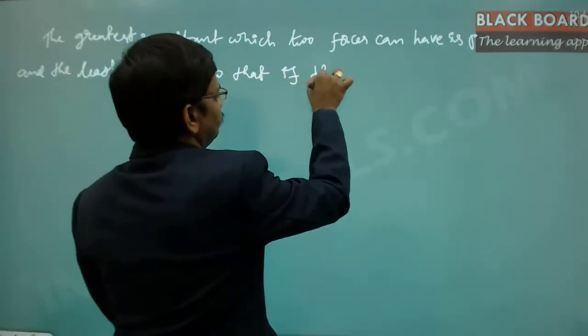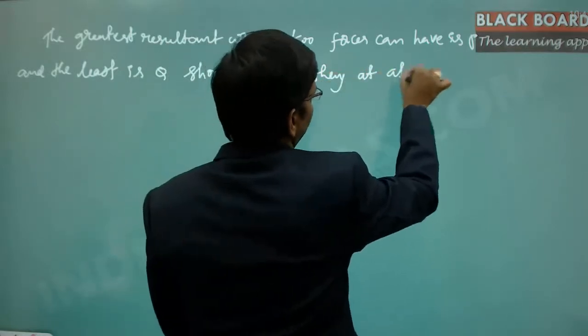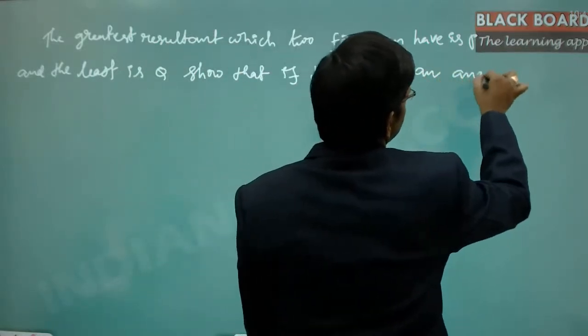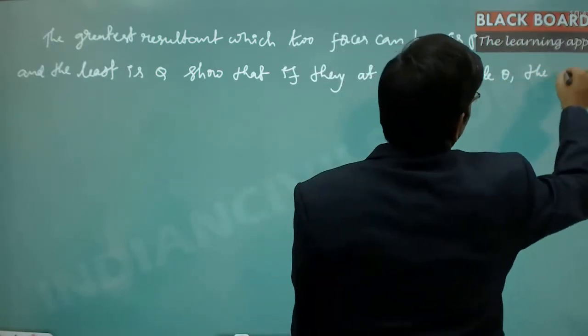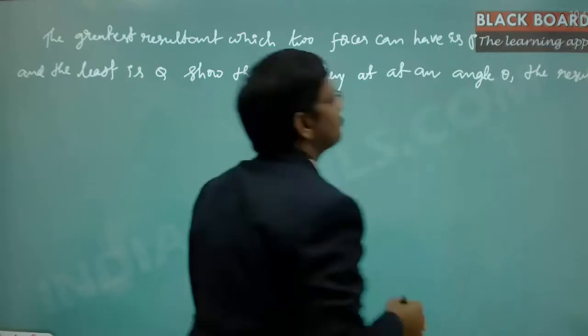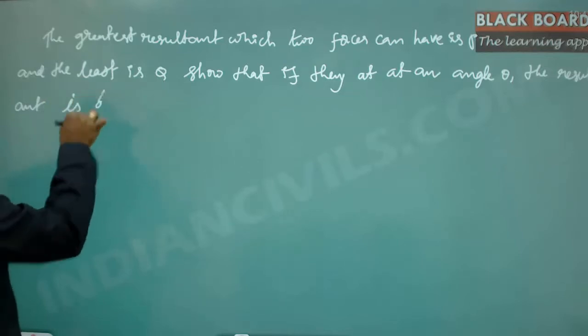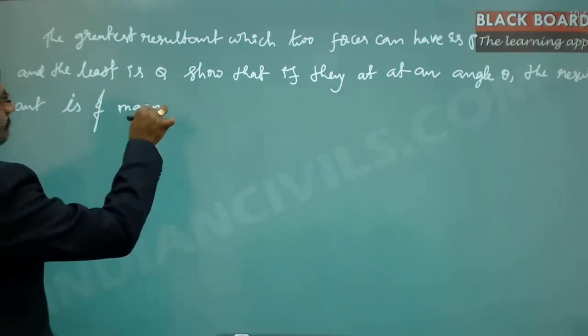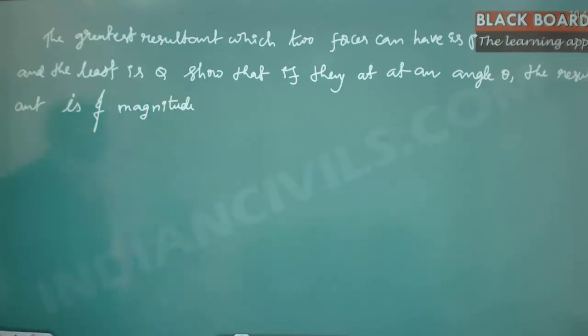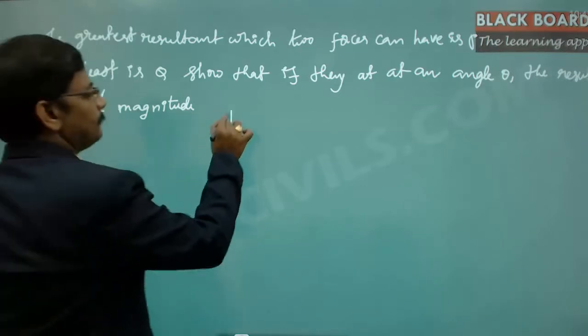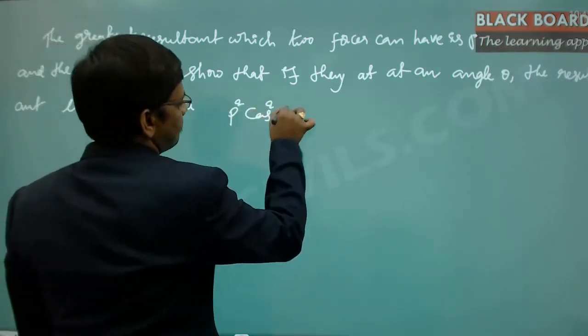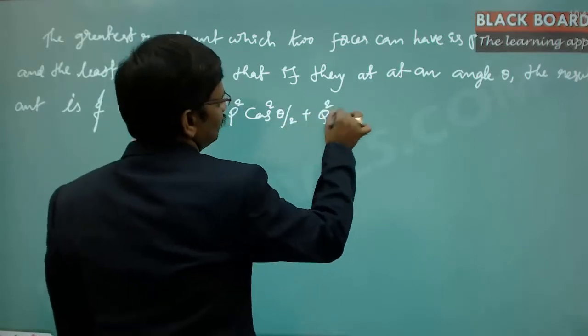Show that if they act at an angle theta, the resultant is of magnitude square root of P square cos square theta by 2 plus Q square sin square theta by 2.